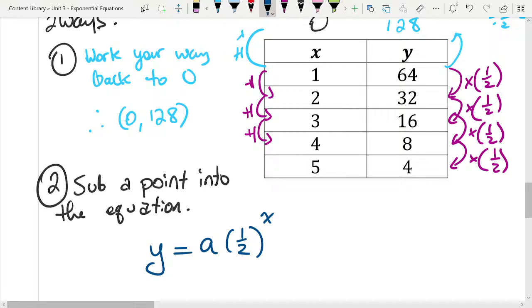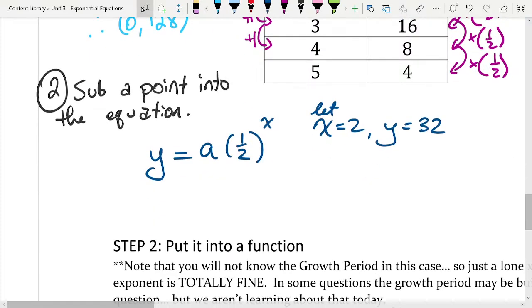Let's pick the easiest one on here. Well, let's not pick the easiest one, because you wouldn't do this if you had the easiest one, right? So let's say we want to use 2 and 32. Does that make sense? So then we would say x equals what? 2. Let x equal 2 and let y equal 32. And now we can just sub those into the equation. We can say 32 equals a times a half to the exponent 2. Does that make sense?